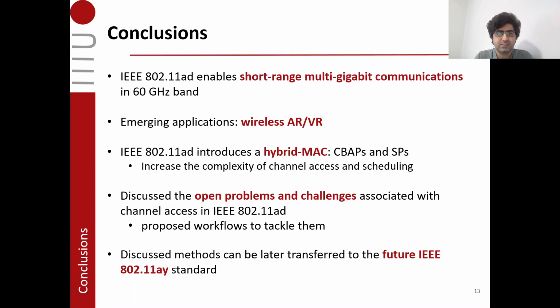Okay, in this brief presentation, I introduced 11ad, which enabled short-range multi-gigabit communication in the 60 gigahertz band, which opened the door for emerging applications like wireless augmented and virtual realities. The 11ad introduced the hybrid MAC, which increases the complexity of channel access time and the scheduling procedure. We discussed some problems and challenges associated with the channel access in the 11ad and proposed some workflows to tackle these problems.